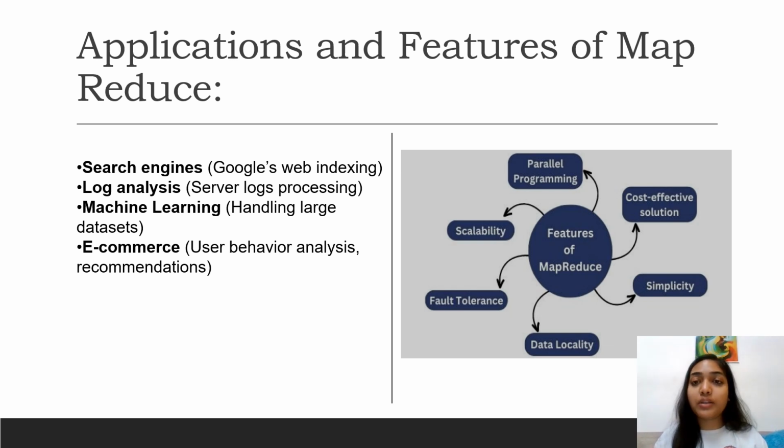Next are the features. Let's focus on this flowchart. Here we can see that the features of MapReduce include parallel programming, like we can run more than one or multiple programs at the same time. Another feature is that it is a cost effective solution. It also offers simple data locality, fault tolerance, and scalability. So this is the concept of MapReduce.